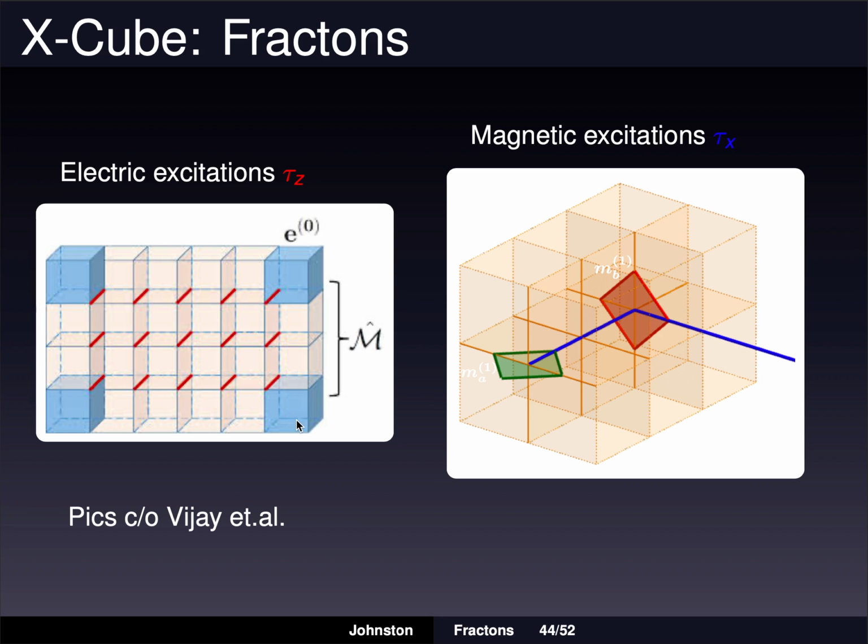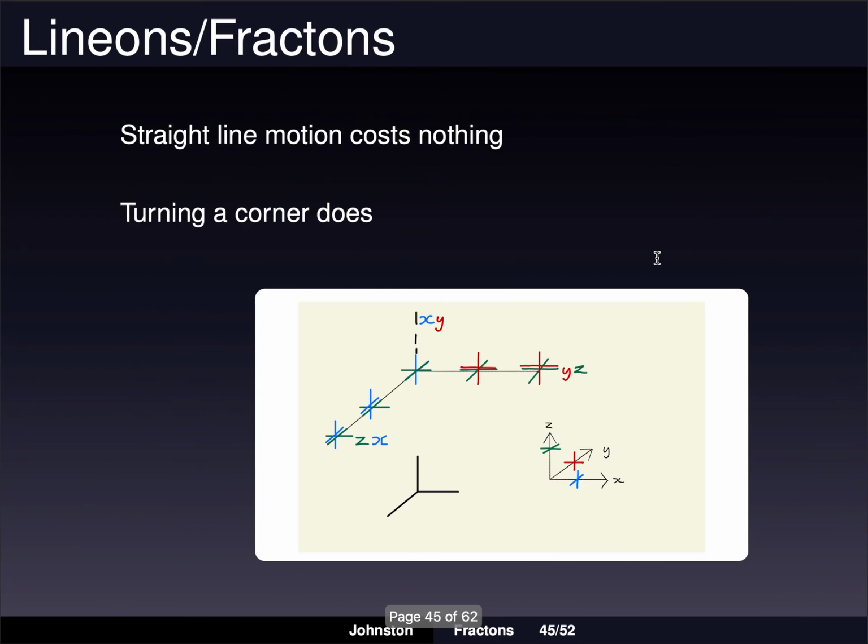The magnetic excitations follow from strings or live on the strings of the X polymatrices. But because of the way that these interact with the cross terms, the star terms in the Hamiltonian, they can only move in lines without creating additional excitations. So if I want to turn a corner, I have to create another excitation. So straight line motion costs nothing for these linear excitations.